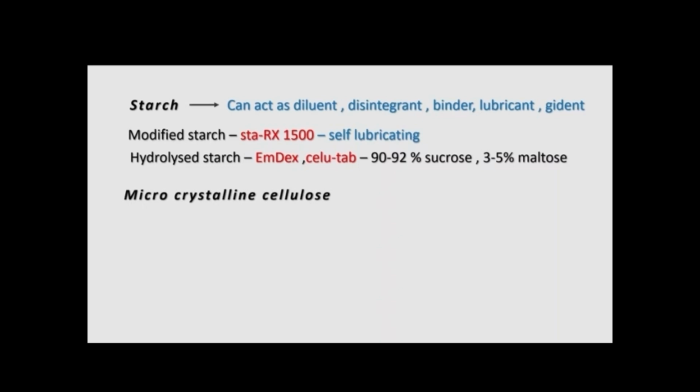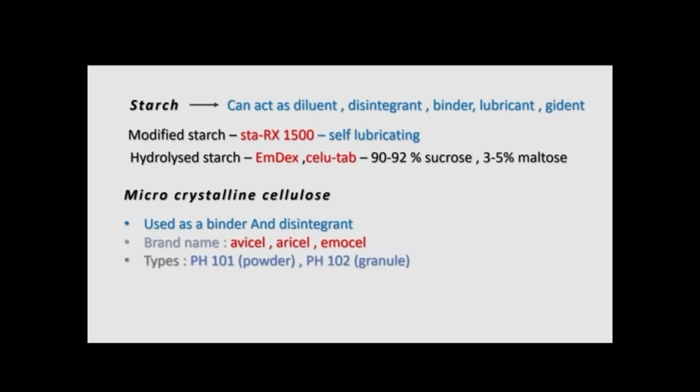Next, microcrystalline cellulose. Remember, all these are examples of diluents. Microcrystalline cellulose is used as a binder and disintegrant as well. There are different brand names for microcrystalline cellulose, namely Avicel, Emcocel, and Vivacel. There are two types of microcrystalline cellulose: PH101 for powder and PH102 for granules. These are mostly used in direct compression tablets. We are going to learn about them in further classes. These are actually used in wet granulation as well.